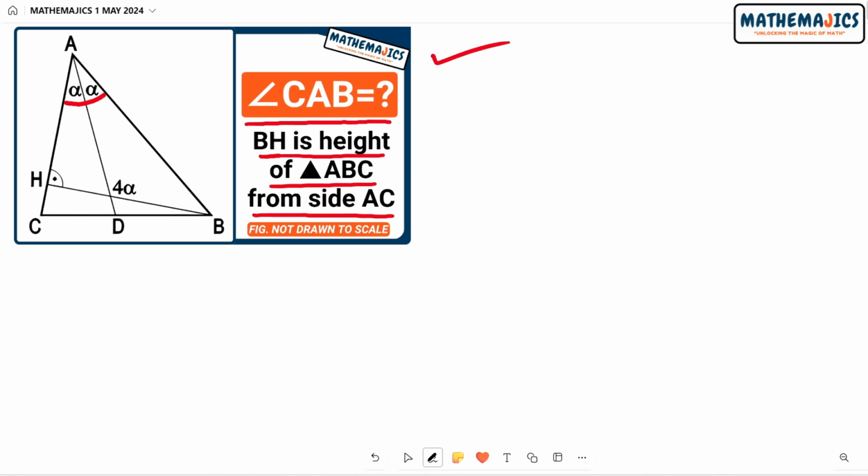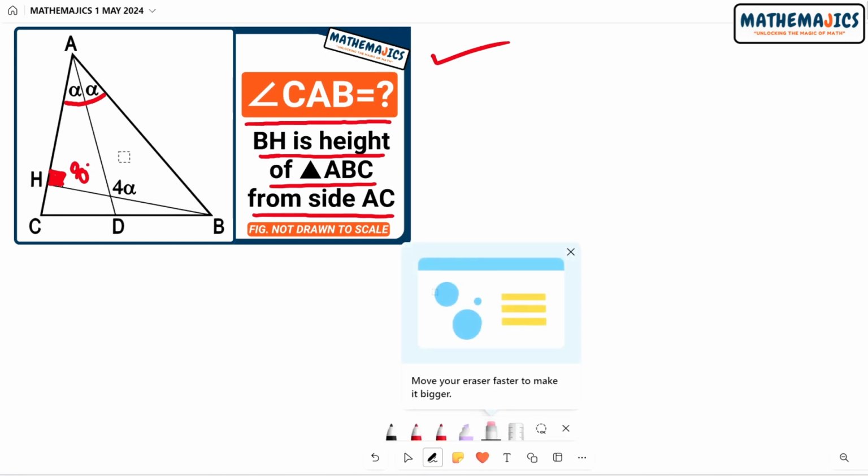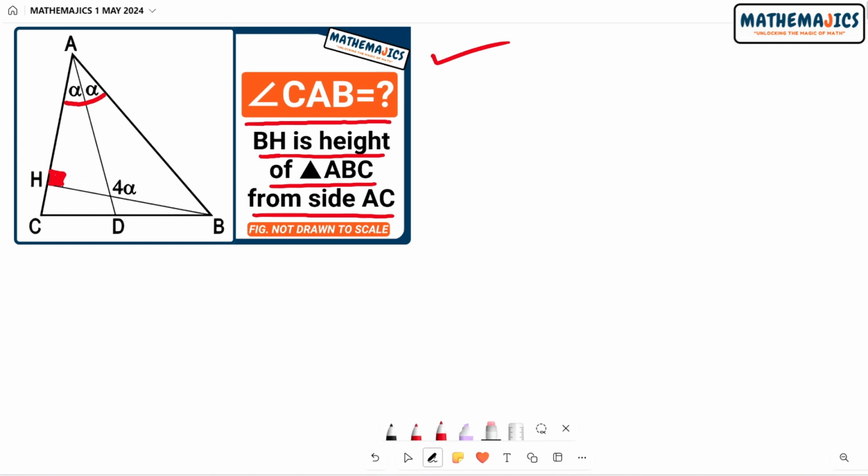If BH is the height, that means the angle will be 90 degrees. Yes, height is nothing but altitude, and height is always perpendicular, that is 90 degrees. Okay, let me just write it properly. 90 degrees. This is 90 degrees. Okay, and what do we need to do? We need to find angle CAB.